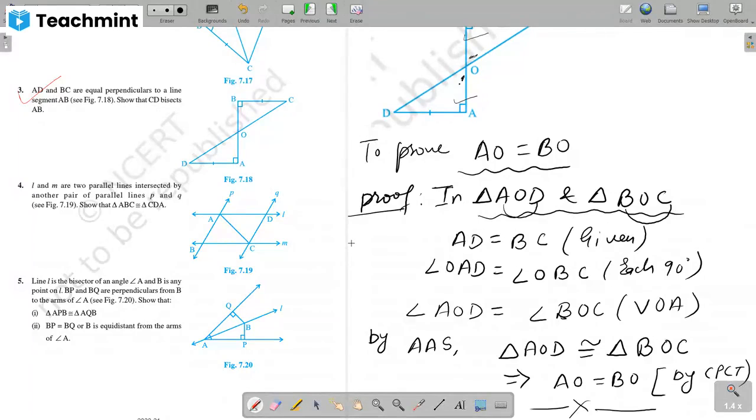Ma'am, it can be done by ASA also. Yes, of course. As we discussed yesterday, if two angles are equal, the third one will automatically be equal by the angle sum property. These two angles of this triangle are equal to the corresponding angles of this triangle, so the remaining one will also be equal. So this can also be done using the angle, side, angle congruency criteria. In that case, ma'am, you need to write one more line: by angle sum property these two are equal, so this will also be equal, and then use this congruency rule.